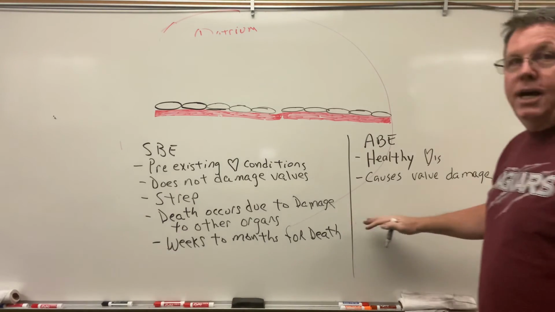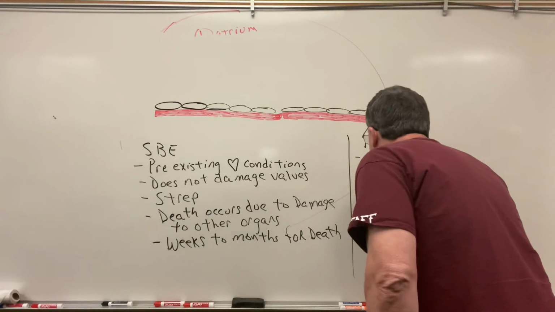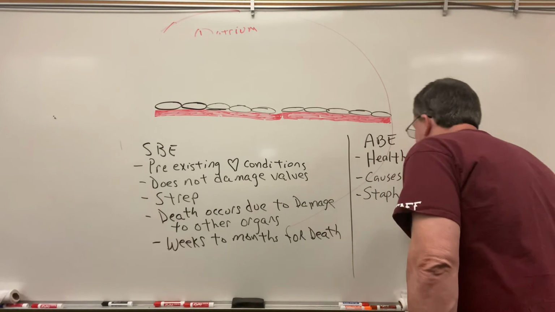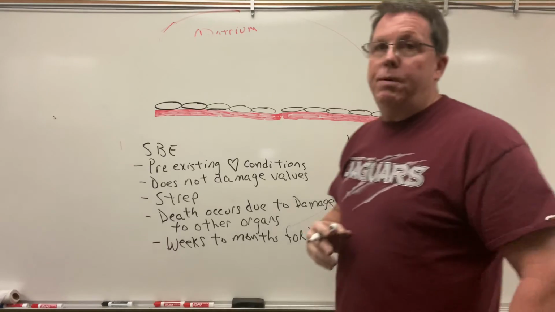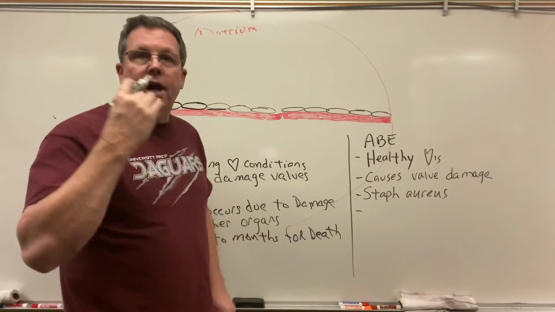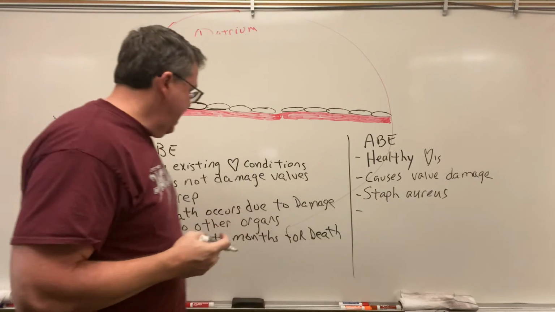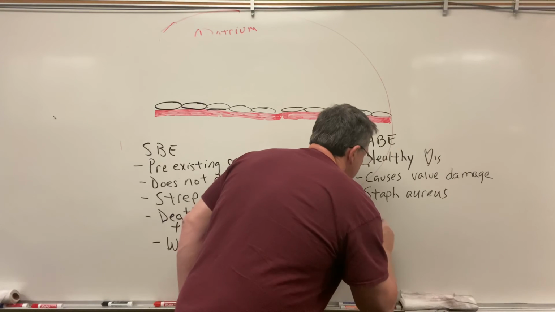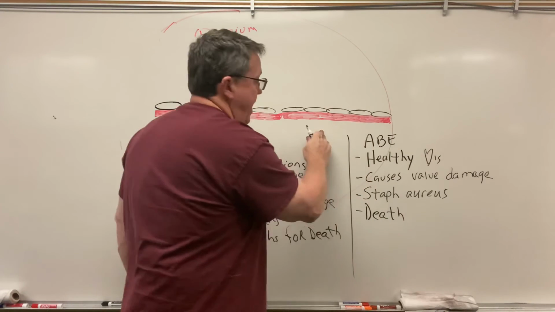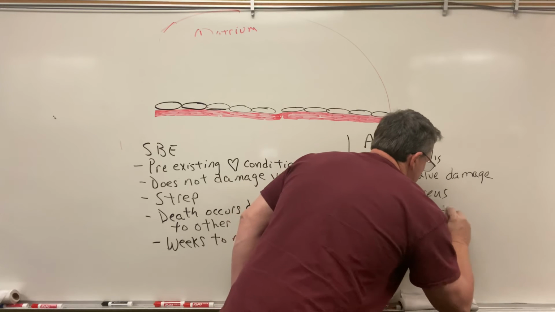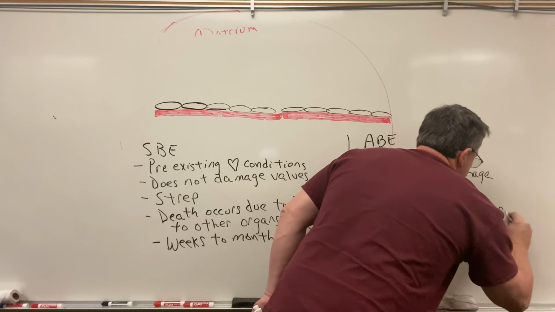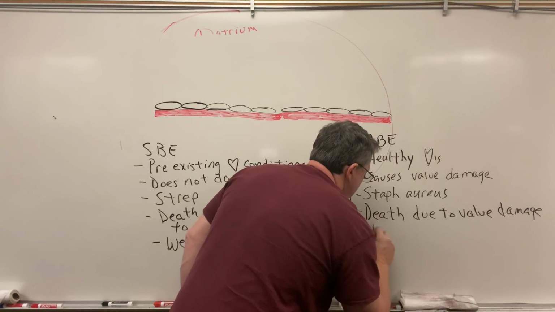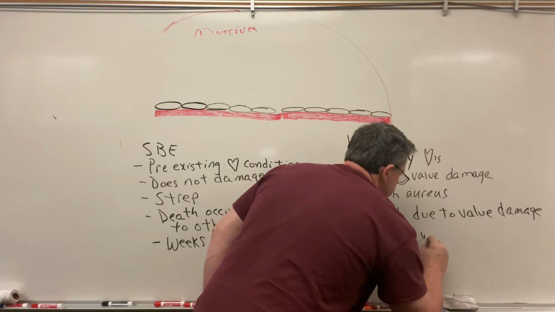This is usually caused by strep. This is usually caused by Staph aureus. Staph aureus is in your nose and it can be found on your skin. In fact, a lot of times when people get folliculitis or inflammation of a hair follicle, it's a staph infection. This death occurs due to damage to other organs. This death occurs due to damage to the valves. And also this kills within days to weeks.